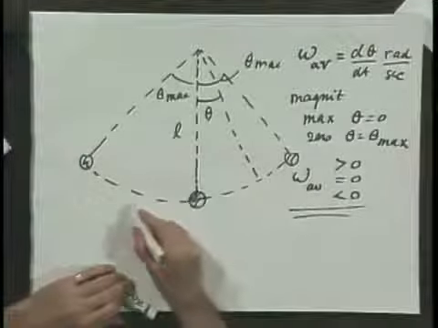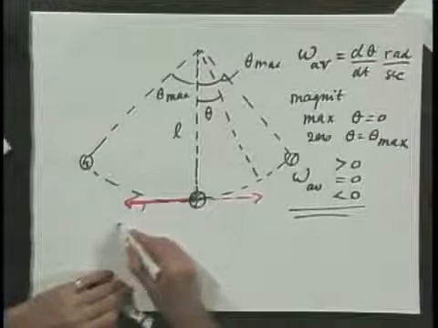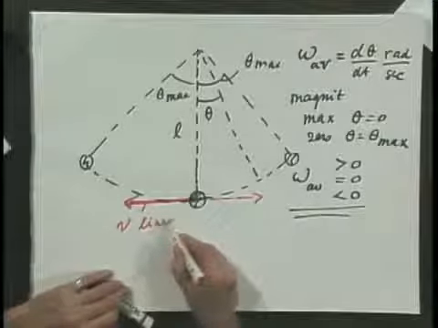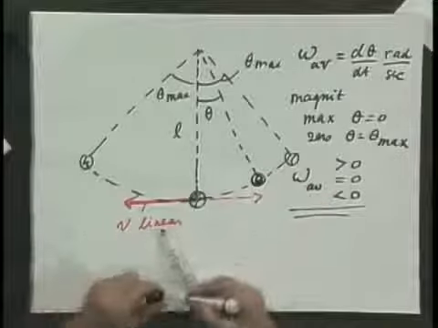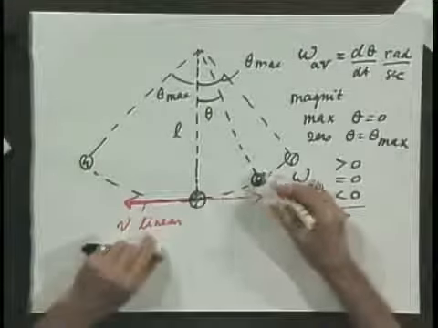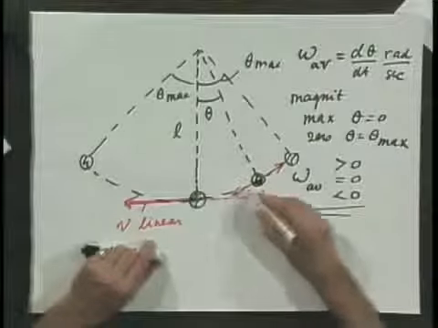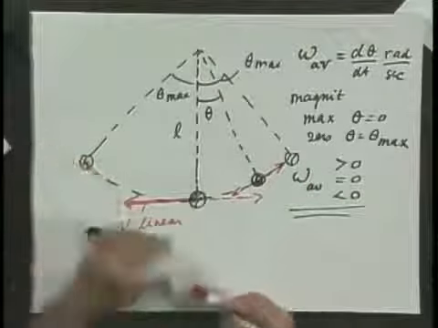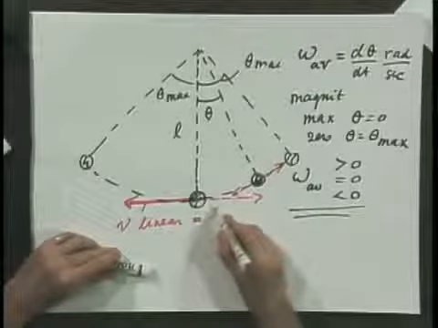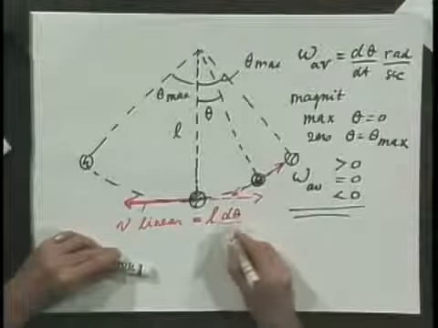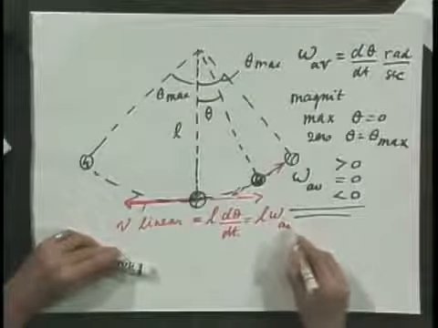Right here at this point, the linear velocity is either in this direction or it is in this direction. I call that the linear velocity. And right here, the linear velocity is either in this direction or it is in this direction, depending upon whether it swings up or whether it swings down. You can do the same here. These linear velocities are L times d theta dt. And so they are L times the angular velocity.